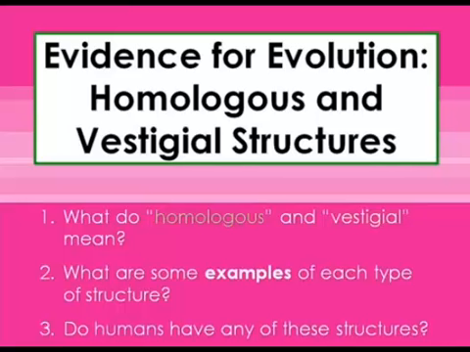There is a lot of evidence for the theory of evolution. Things like fossils and asteroid impact sites, things like that. But two of my very favorite pieces of evidence for evolution would be homologous and vestigial structures. So I'd like to kind of share some of those with you. These are the 3 questions I want you to try to be able to answer when you finish. Number 1, what does homologous and vestigial mean? What do those words mean? What are some examples of each type of structure, and then do humans have any of these structures?